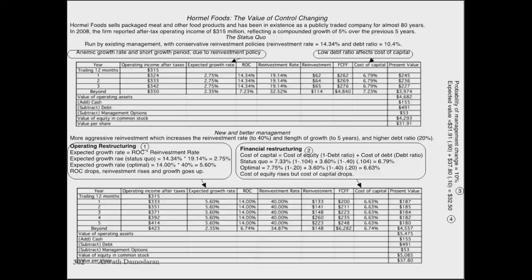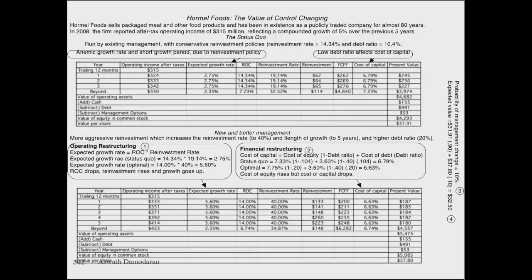So here's what I did first. I valued Hormel, assuming the existing management would be stuck in its ways. Low reinvestment, low debt. And it shows up in two places. The low reinvestment rate, the reinvestment rate was 14%, translates into a low growth rate. So they don't reinvest much, they grow at a very low rate. The low debt ratio translates into a higher cost of capital than they could conceivably have. But with those numbers built in, I get a value of $31.91. So let's file that as a status quo value. Value the company, run as is.